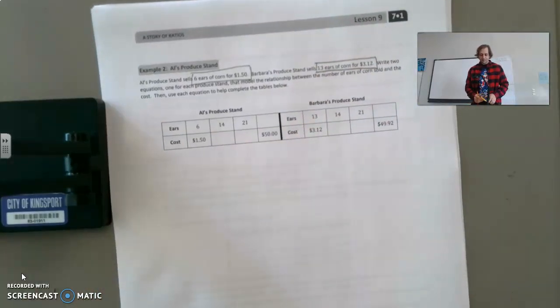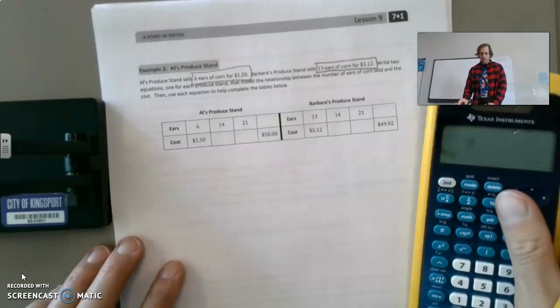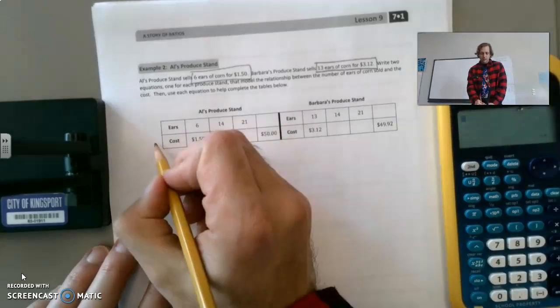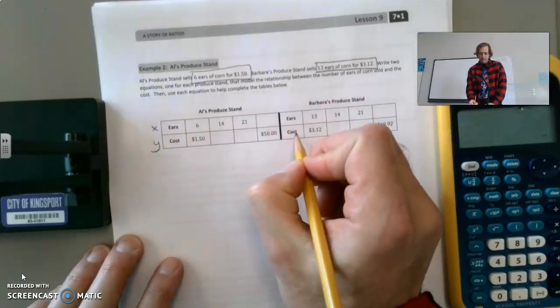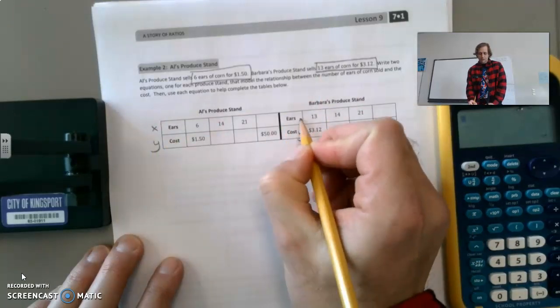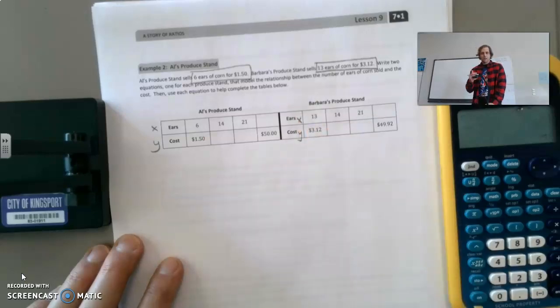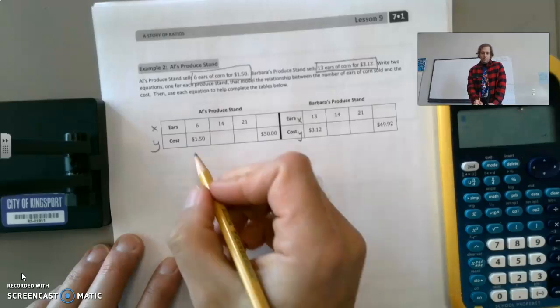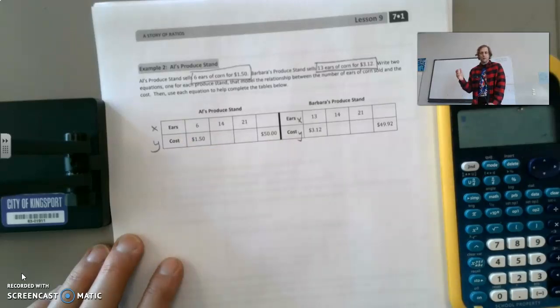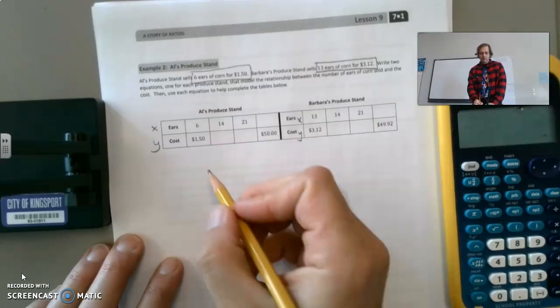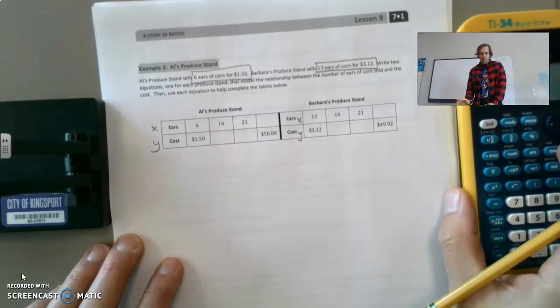Anytime I'm working with money, I usually choose money as my Y variable. That makes sense to me because I want to know how much it costs per item. I don't want to know how many ears of corn I can get for $1. I want to know how much it costs per item. So in this case, I'm trying to figure out how much money it costs per ear of corn.